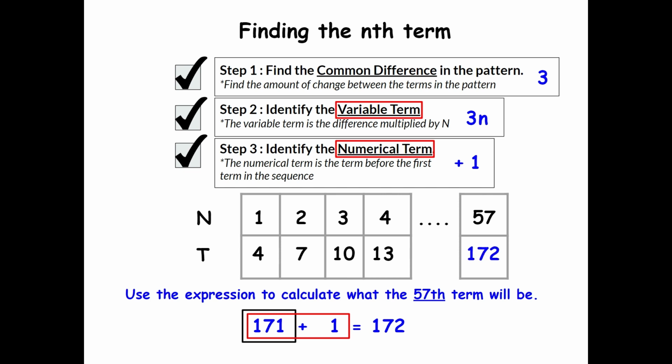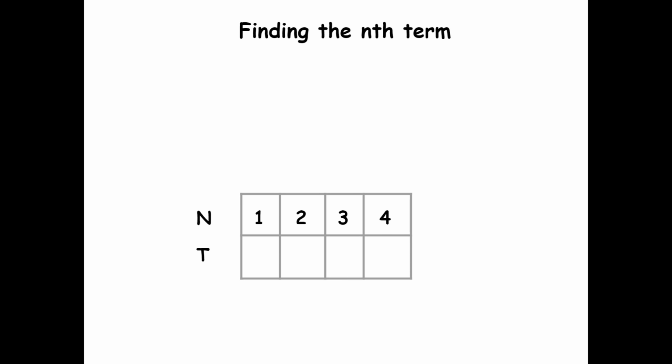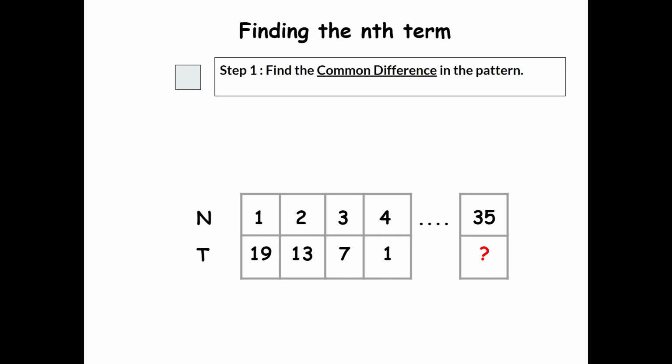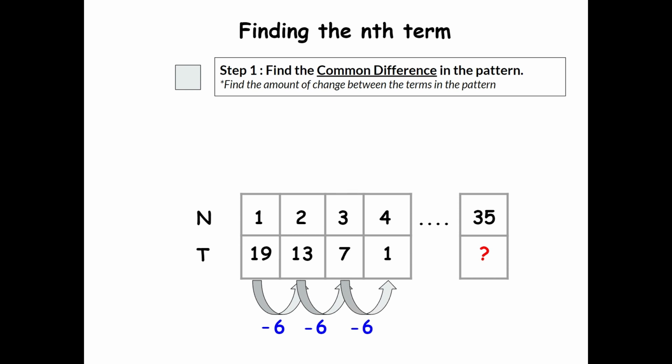Okay, let's try one more example. In this example, we have the sequence 19, 13, 7, and 1. And we want to know what the 35th term will be this time. Now remember, the first step is to find the common difference in the pattern, which is the amount of change between the terms. Now in this sequence, you'll notice that the terms are decreasing, and they're decreasing by 6 each time. And this means the common difference in this sequence is minus 6, or negative 6.